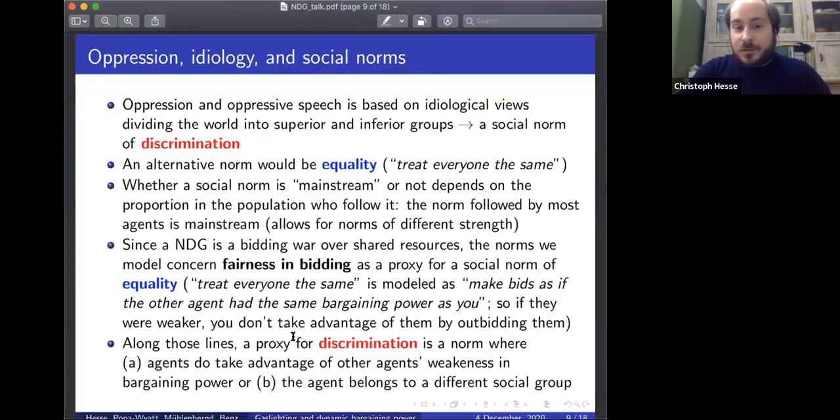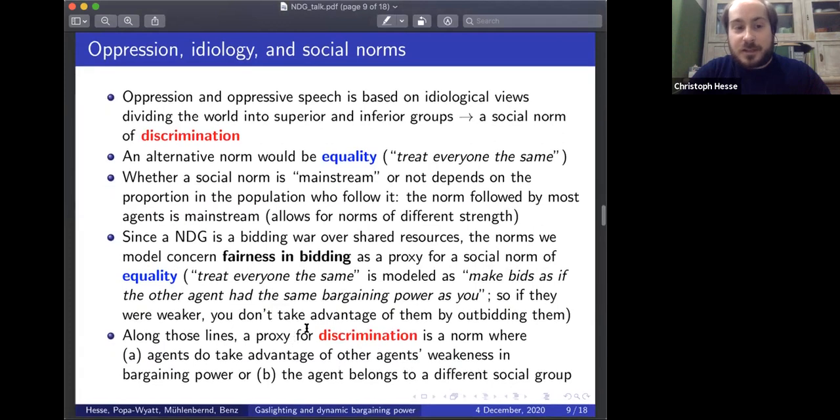So back to the social norms, because this is quite important for how we do this in a Nash demand game. Oppression and oppressive speech is based on ideological views dividing the world into superior and inferior groups. That straight away gives us an easy way to think of discrimination in this model, and to think of social norms that would encapsulate discrimination. And obviously, the alternative would be some notion of equality along the lines of treat everyone the same.